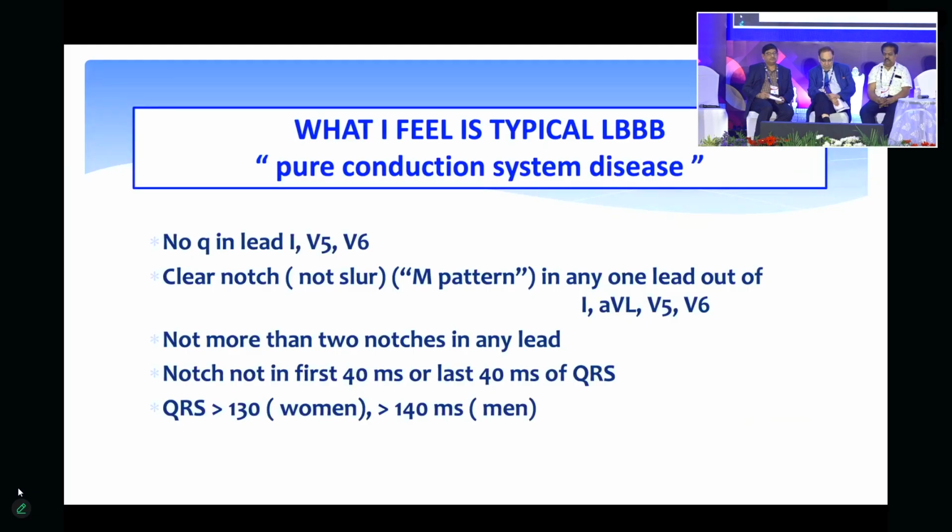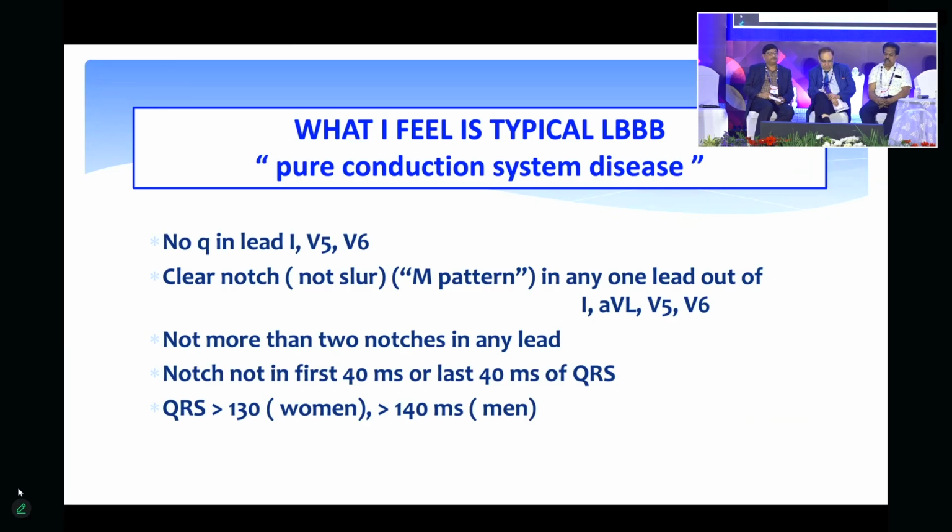Now, this is what I would think of as a typical LBBB or a pure conduction system disease. There should be no Q waves in the lateral leads. And by lateral leads, I don't mean aVL. Shamroth has clearly said that a Q in aVL is not against left bundle branch block, and I can attest to that. But we must have a clear notch, the classical M pattern that we are used to, in any lead out of I, aVL, V5. Now, this is my working definition.